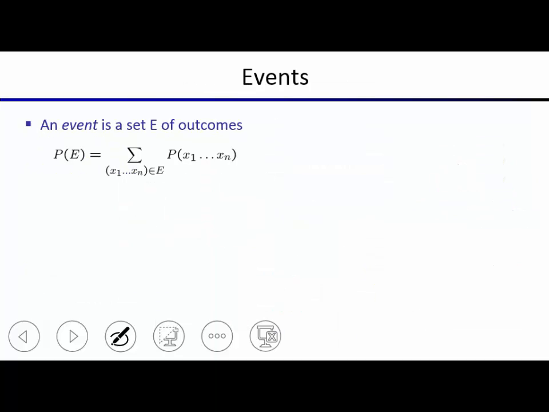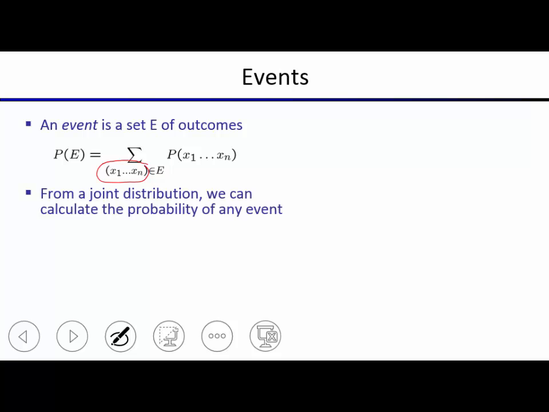Okay, what's an event? An event is a set of possible outcomes. So an event E is a set of joint instantiations of the random variables x1 through xn. And the probability of an event is then the sum of the probabilities of those joint instantiations that constitute the event. From a full joint distribution, we can compute the probability of any event. We specify an event, which is a set of instantiations. You can sum together the probabilities of those instantiations and get the probability of that event.